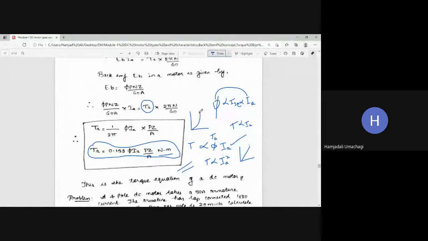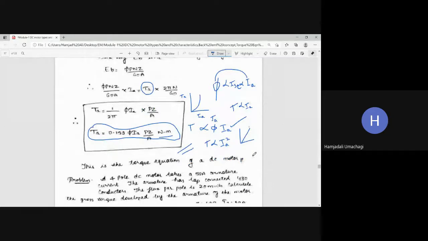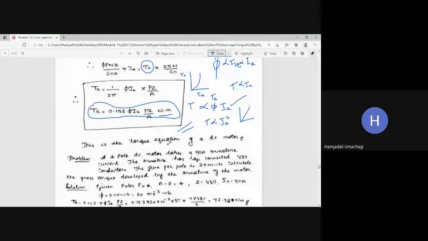Is it clear? Torque is directly proportional to the square of the armature current if it is a series motor. If it is a shunt motor, then it is directly proportional and it will be linear characteristics. Is it clear? So this is the torque equation. These things we will be seeing in the characteristics of DC motors in the subsequent classes.